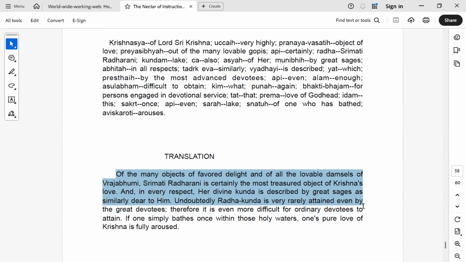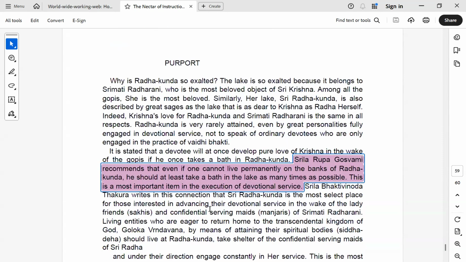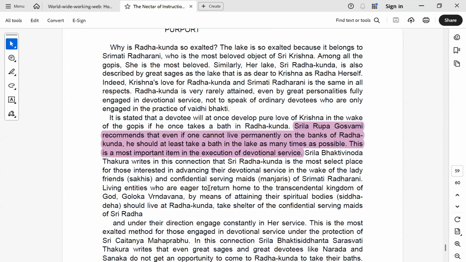Undoubtedly, Radha Kund is very rarely attained even by the great devotees. Therefore, it is even more difficult for ordinary devotees to attain. If one simply bathes once within those holy waters, one's pure love to Krishna is fully aroused. Right? So, Prabhupada is telling us, Srila Rupa Goswami recommends that even if one cannot live permanently on the banks of Radha Kund, he should at least take a bath in the lake as many times as possible. This is the most important item in execution of devotional service.